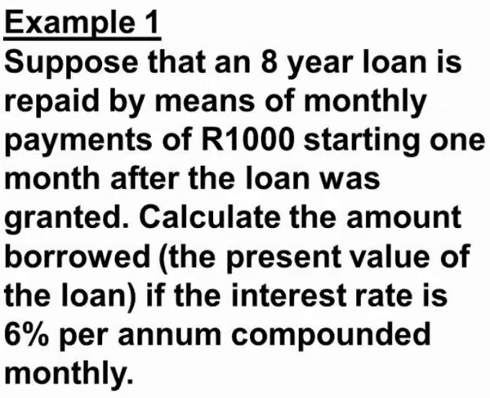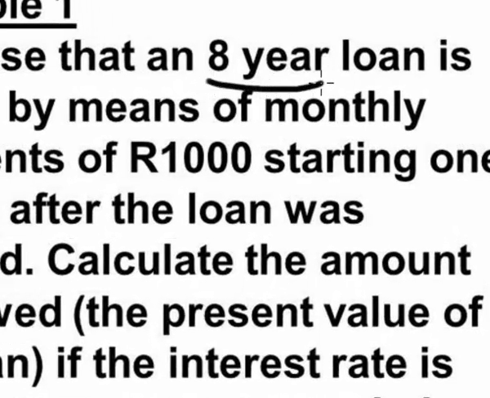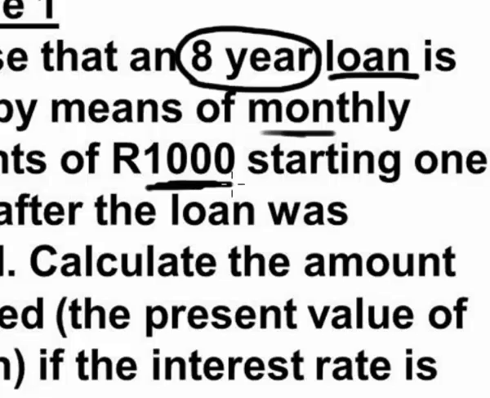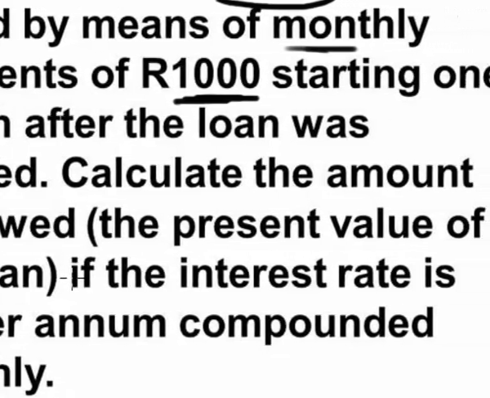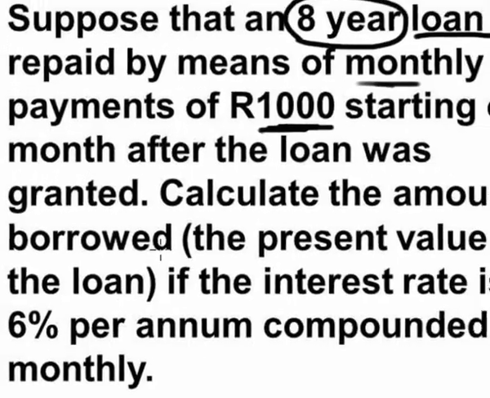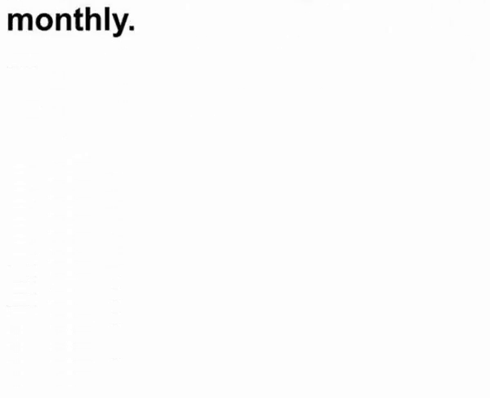Right, folks, let's have a look at this example. Suppose that an 8-year loan, 8 years, that's a long time loan, is repaid by means of these equal monthly payments of R1,000 starting 1 month after the granting of the loan. Calculate the amount borrowed, the present value P of the loan, if the interest rate is 6%. Now remember, this is the same as last time, but this time we don't have 2 payments over 2 months. We've got an 8-year period.